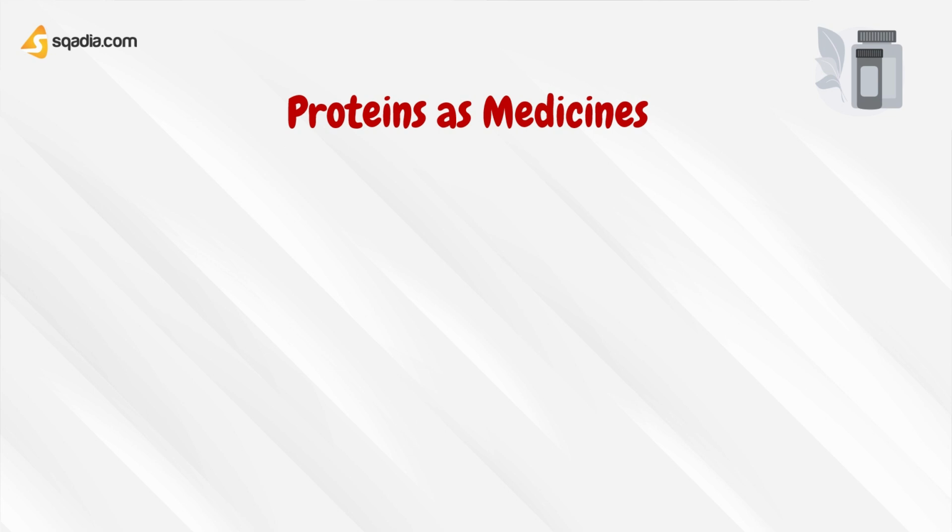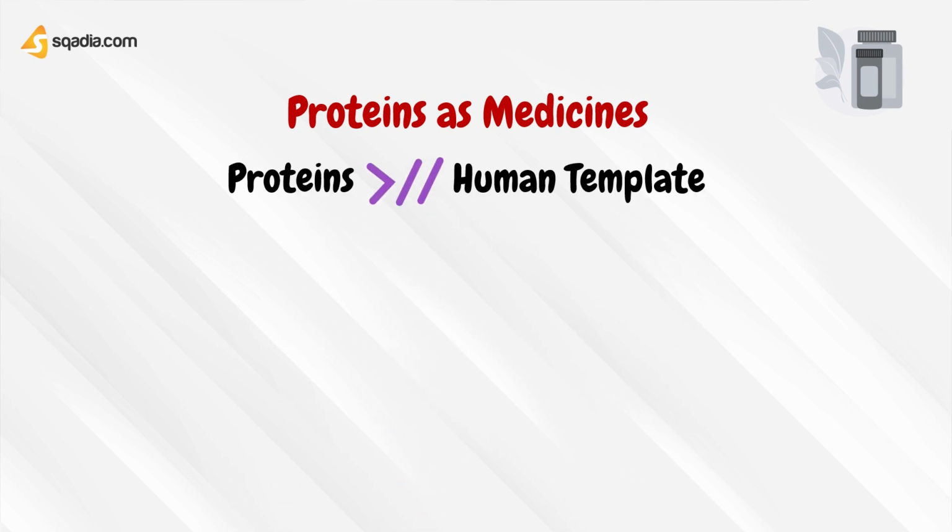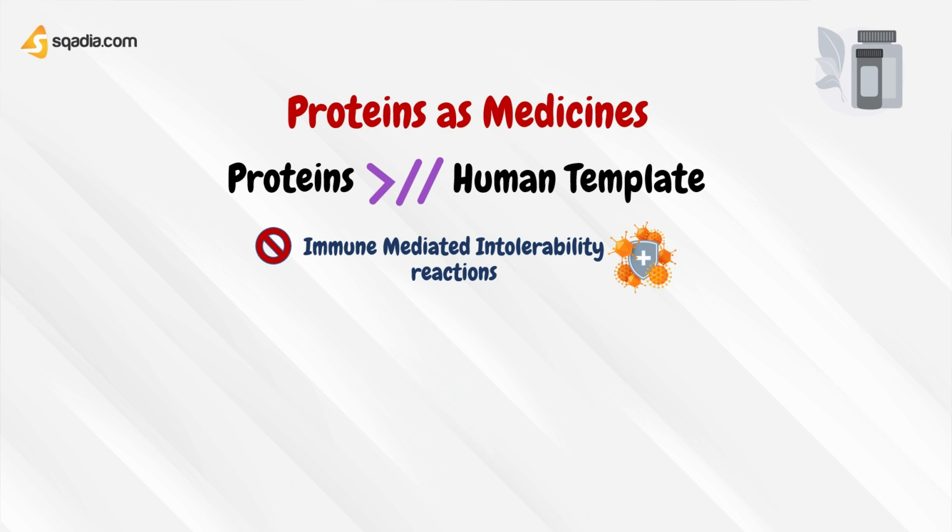One of the key considerations in producing human proteins for medicinal use is the need to match the human template to avoid immune-mediated intolerability reactions. Human immune systems are highly sensitive to foreign substances, and proteins that do not closely resemble the natural human proteins can trigger immune responses, leading to adverse reactions in patients.